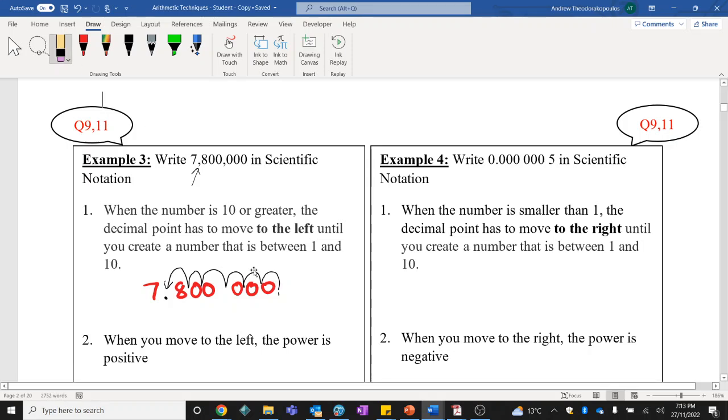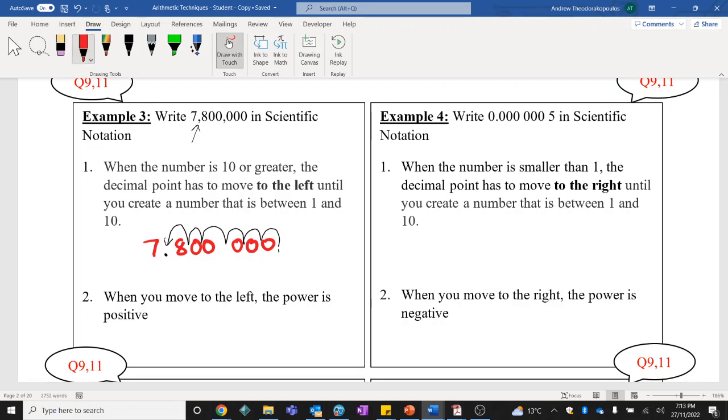So what we're going to do now underneath is we're going to write 7.8, because that's the number that we created between 1 and 10, and multiply that with 10, always 10. But the number that goes as a power here depends on how many times you move the decimal. We move the decimal 1, 2, 3, 4, 5, 6 times. So we're going to put the power of 6 up here. That's all we need to do. We just converted 7.8 million into a scientific number.